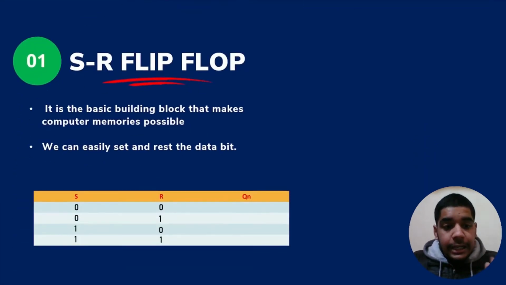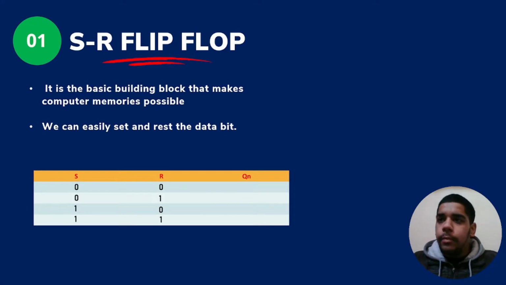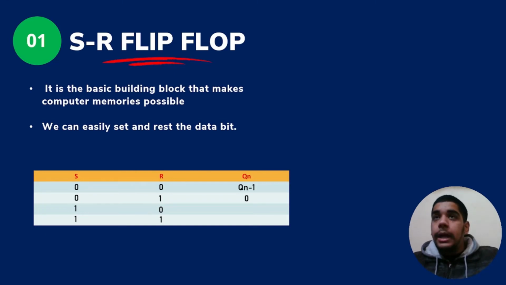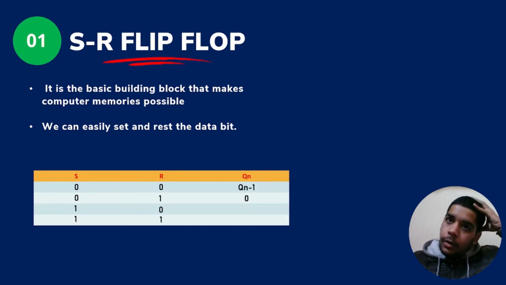So let's understand the SR flip-flop and just focus on the truth table beneath this. The SR flip-flop is the basic building block. We can just set and reset the data bit. Now focus on the truth table. For 0 and 0 we get Qn minus 1, that is the previous state. For 0 and 1 we reset the flip-flop. Reset means to start everything from 0, so the output will be 0. Set means we set our mind, we will start everything with 1, so the output will be 1.